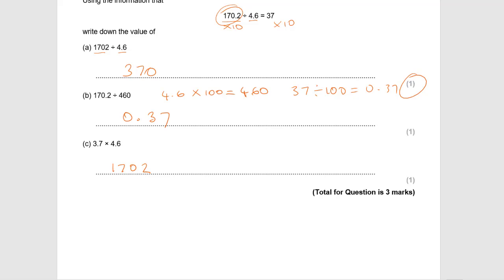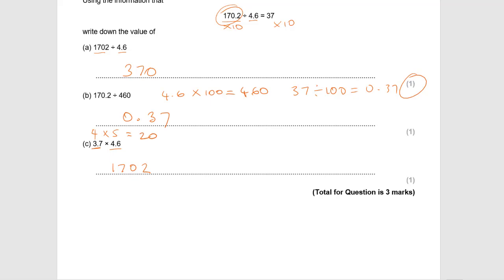Now when you get a question like this, it's always good to do an estimate. 3.7 rounded to one significant figure is 4, and 4.6 rounded to one significant figure is 5. So that's going to give us 4 times 5, which is 20. Now the number that we're looking for is going to be around about 20.